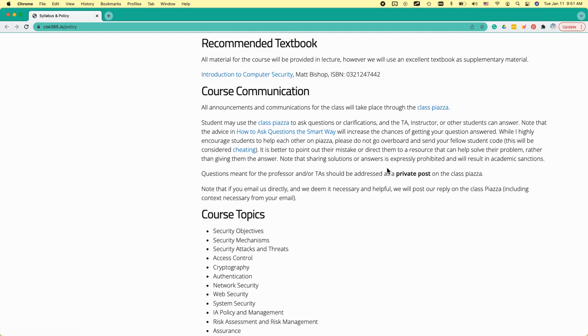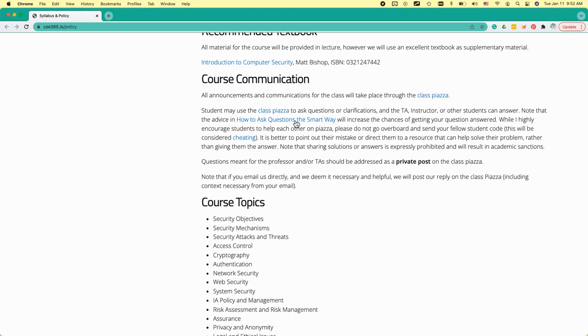So if you ask questions on Piazza, you will get an earlier response than email. But if you want to have really in-person questions, for example, you want to have a sick leave or whatever, you can email us using our own ASU account. But for anything that is class related, say assignments, etc., please make sure that you use the class Piazza.